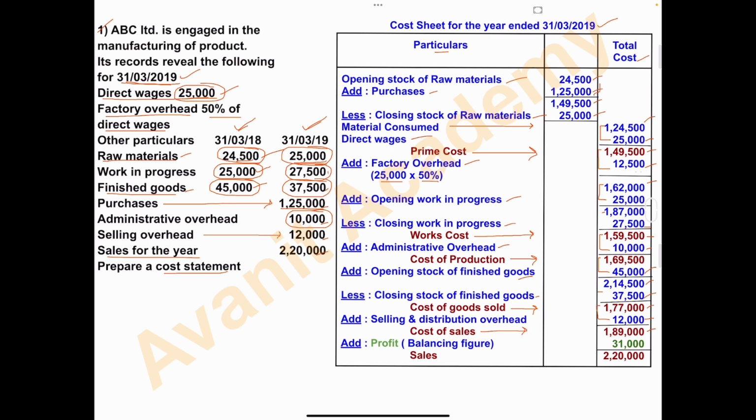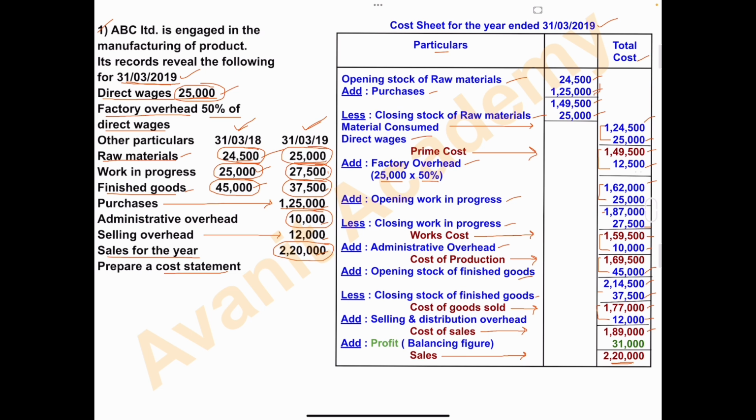This last item, sales for the year is 2,20,000. So in the year 2019, the sales is 2,20,000. First we will take sales because profit they have not given here. That one we have to find out. By taking the sales amount, we can calculate profit. So first write sales. Sales is 2,20,000. From this 2,20,000 minus cost of sales amount, that is 1,89,000.